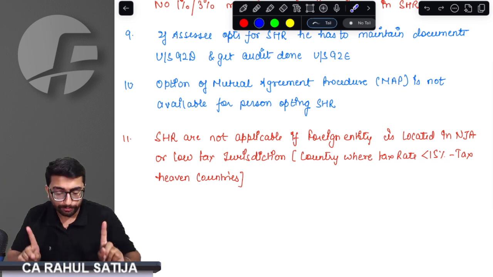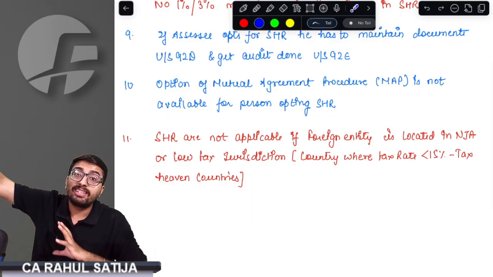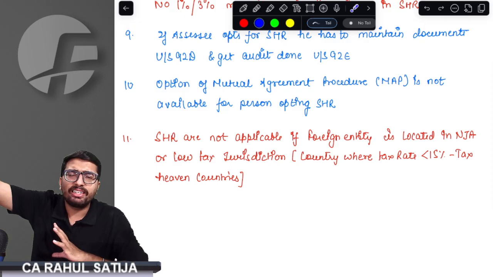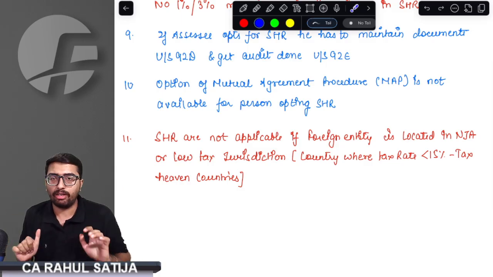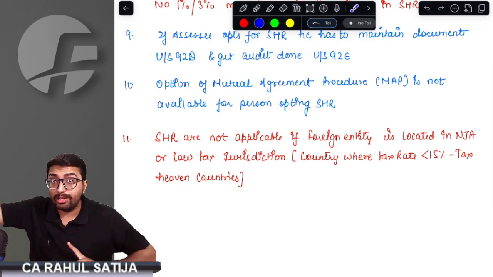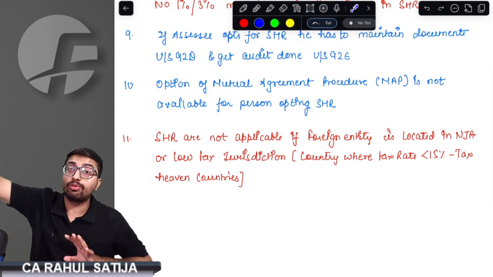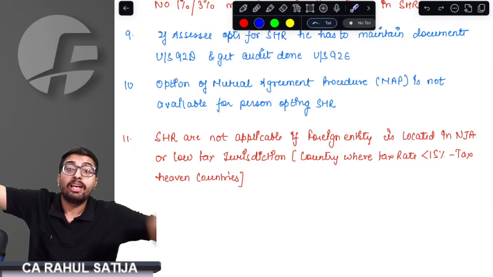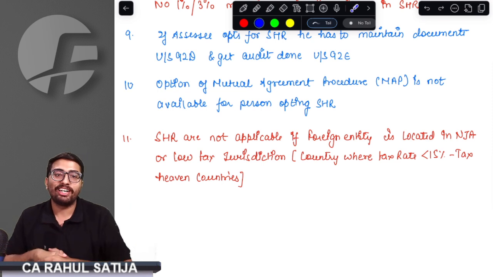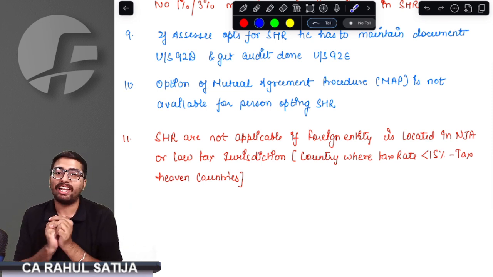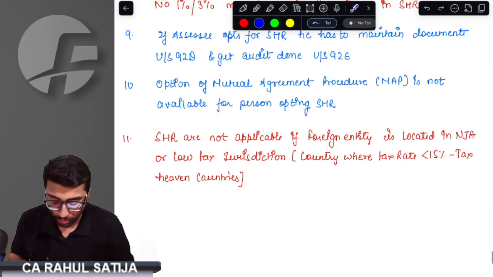If I am transacting with any entity located in an NJA, I cannot opt for the safe harbor rule for that transaction. Another point to be added: if I am transacting with a foreign entity of a country where the tax rate is very low, that means the tax rate is less than 15%, I can still not opt for safe harbor rules. For example, if my associate is in Dubai, and I am providing software development services to the associate in Dubai, can I opt for 17-18%? The right answer is no, because Dubai has zero corporate tax rate. If you are transacting with any of the foreign tax havens, then in that case, safe harbor rules are not allowed to you. I hope you got the point.